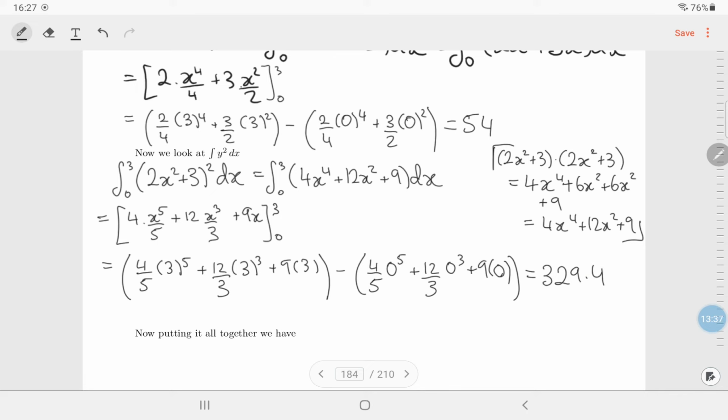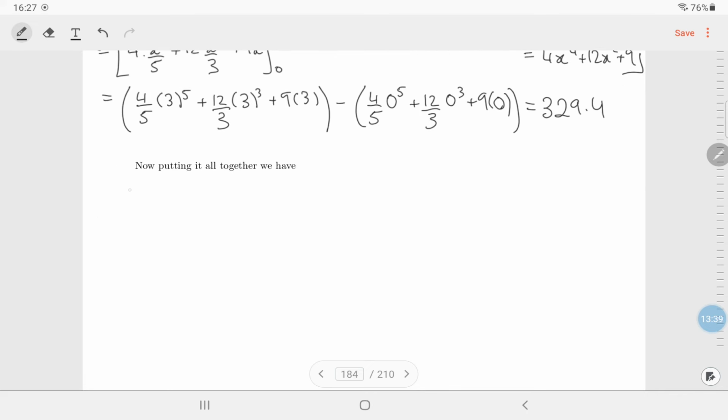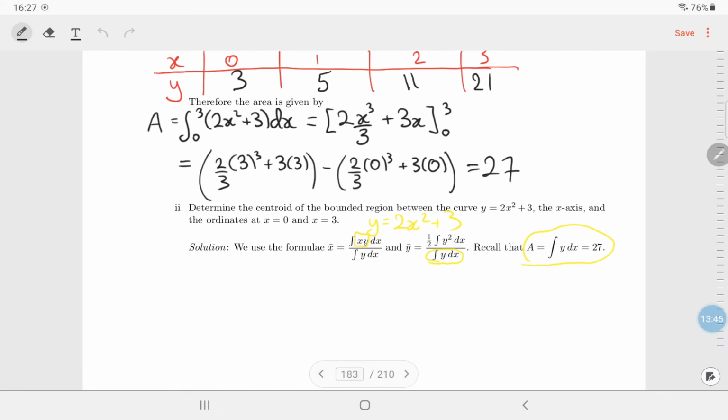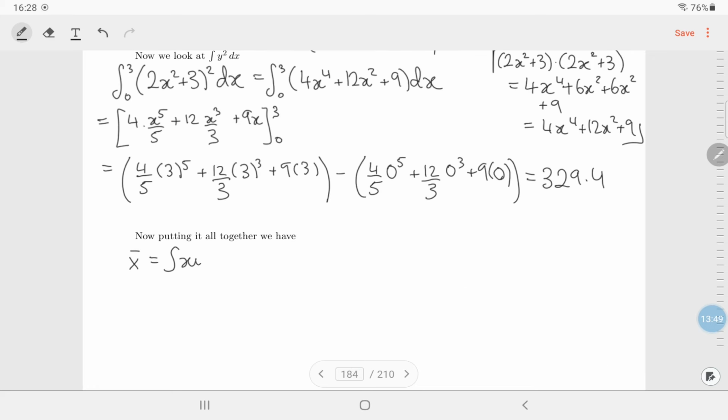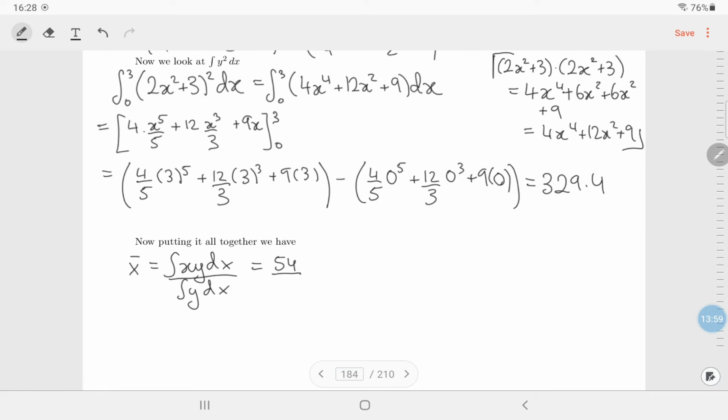And now let's finish it off. So it says that x bar is equal to, this is the formula, you know, you have it, it's in the manual. Integral of xy dx over integral of y dx. Integral of xy is 54. We found that up the top. And integral of y is the area, is 27. And that's equal to 2.